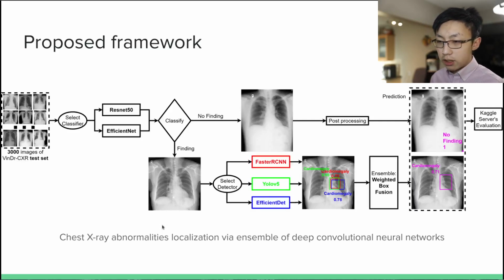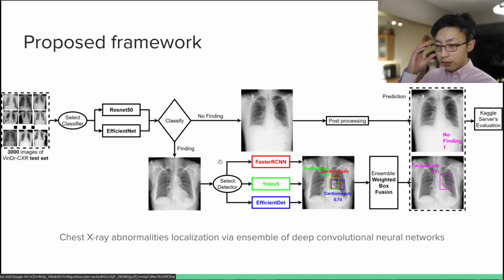Our second stage is three object detector models seen here. Faster region-based convolutional neural networks, also called Faster R-CNN, You Only Look Once version 5, also known as YOLOv5, and EfficientDet. These were chosen for their speed and are all current state-of-the-art models on different given datasets.